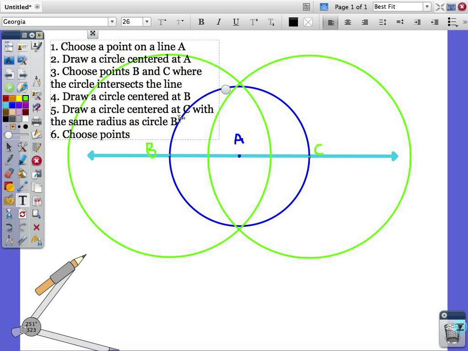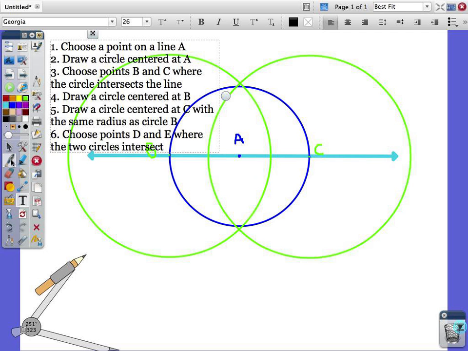To get B and C, did you just pick a point, or what did you use? I picked point A and I drew a circle centered at A. And then where the circle intersects the line, I picked B and C. Choose points D and E where the circles of B and C intersect with each other.